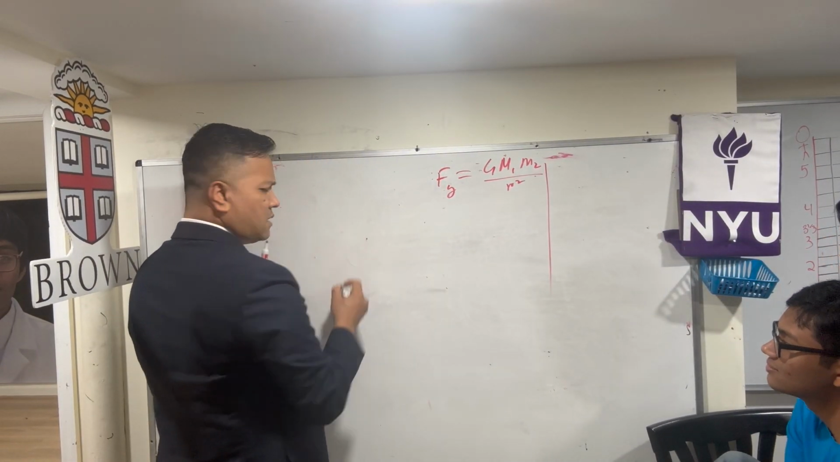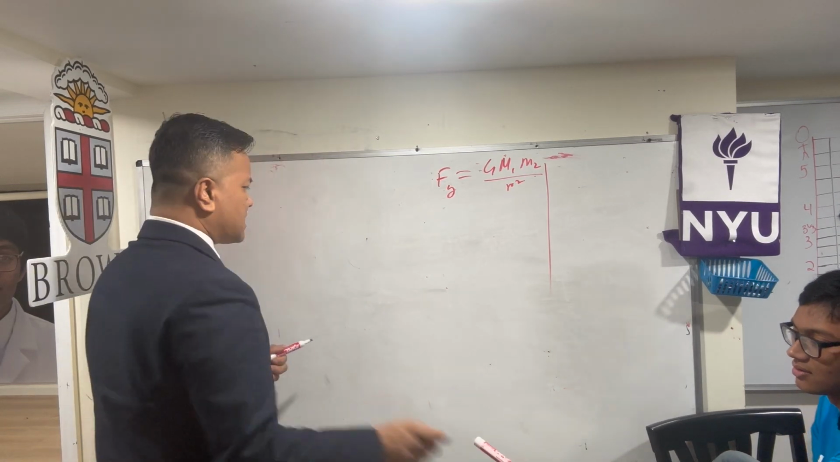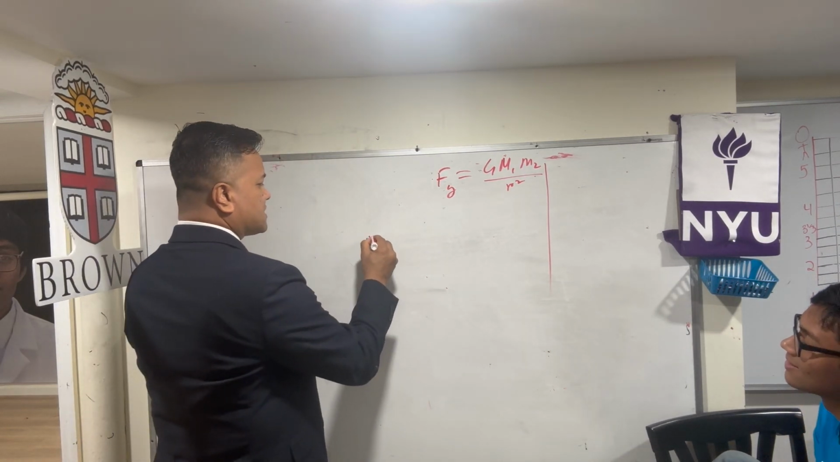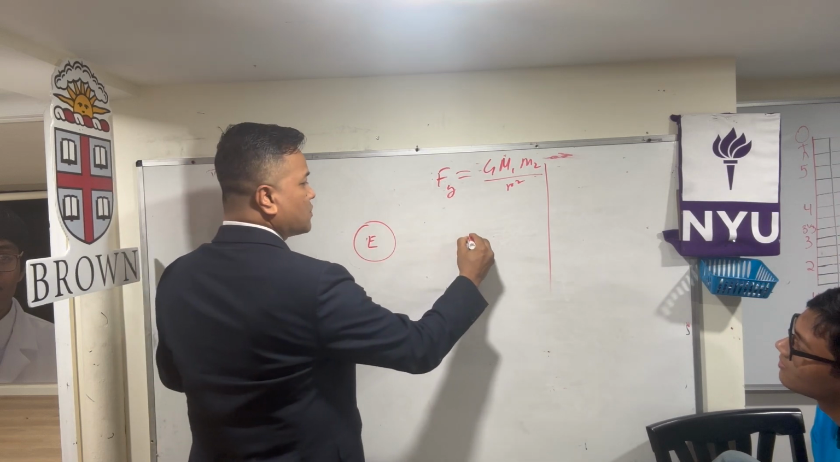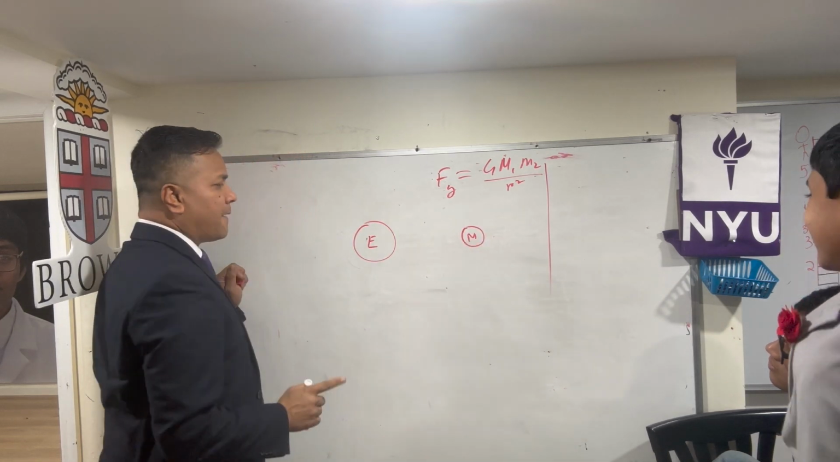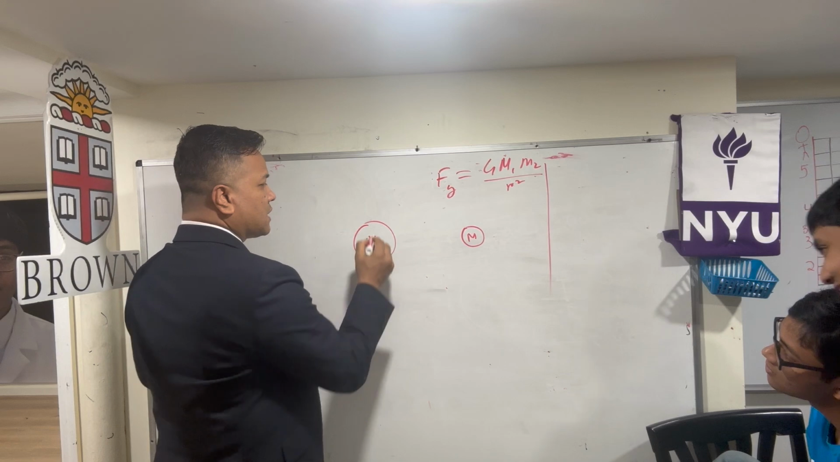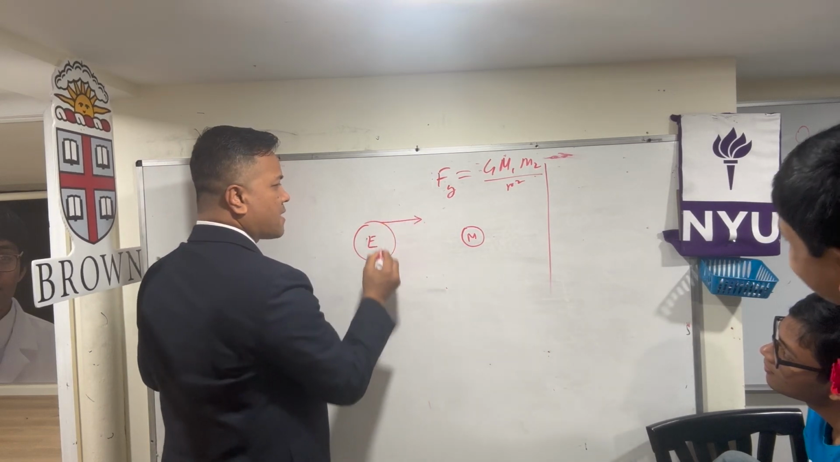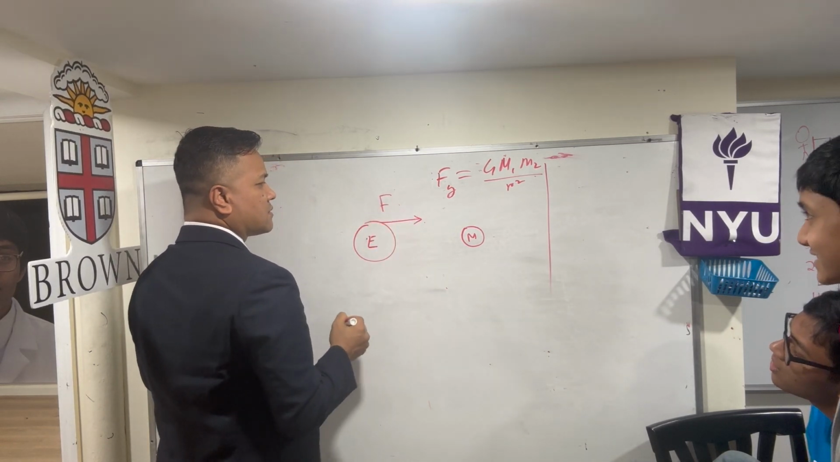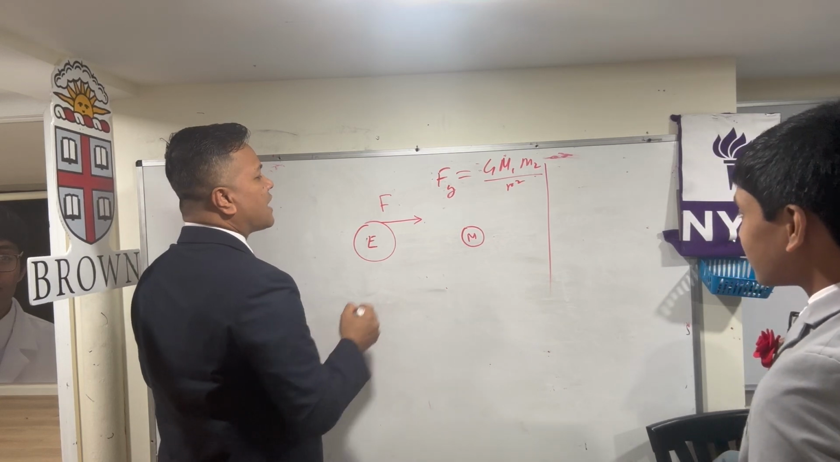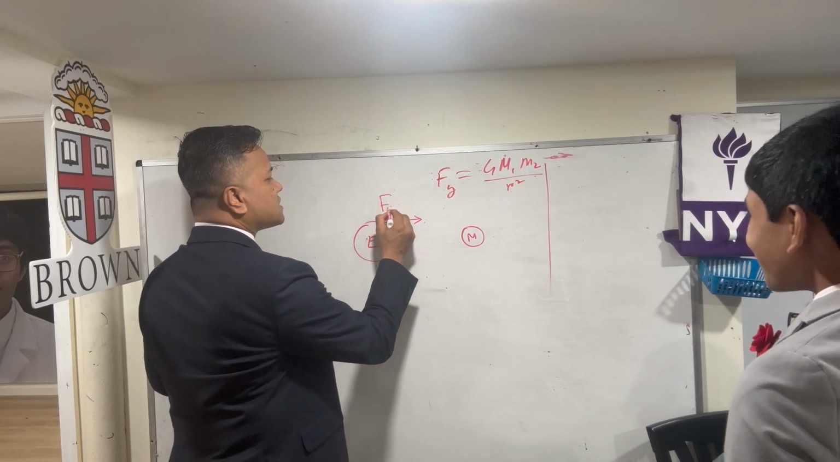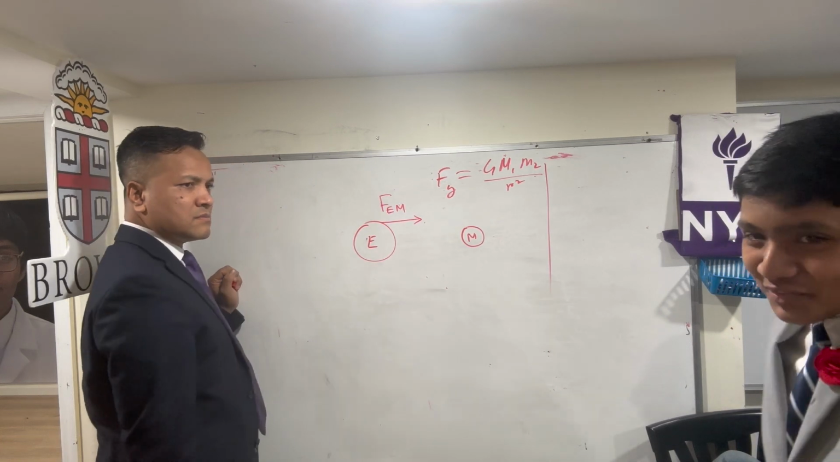This is Earth, and this is Moon. Now, what is the name of this one? Force of the moon on the earth. Force on the Earth by the Moon.